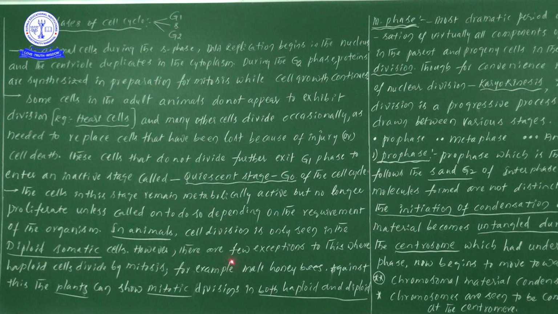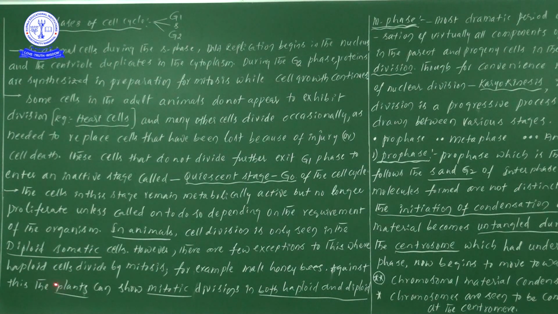Now the author is going to give one exceptional point. However, there are few exceptions to this where the haploid cells are divided by mitosis. For example, male honeybees. This is important. This is one exceptional point.